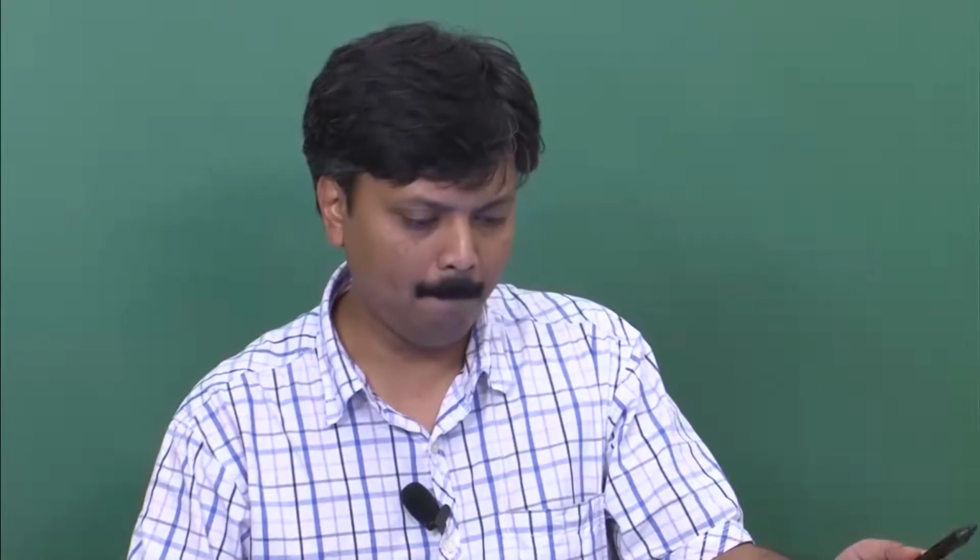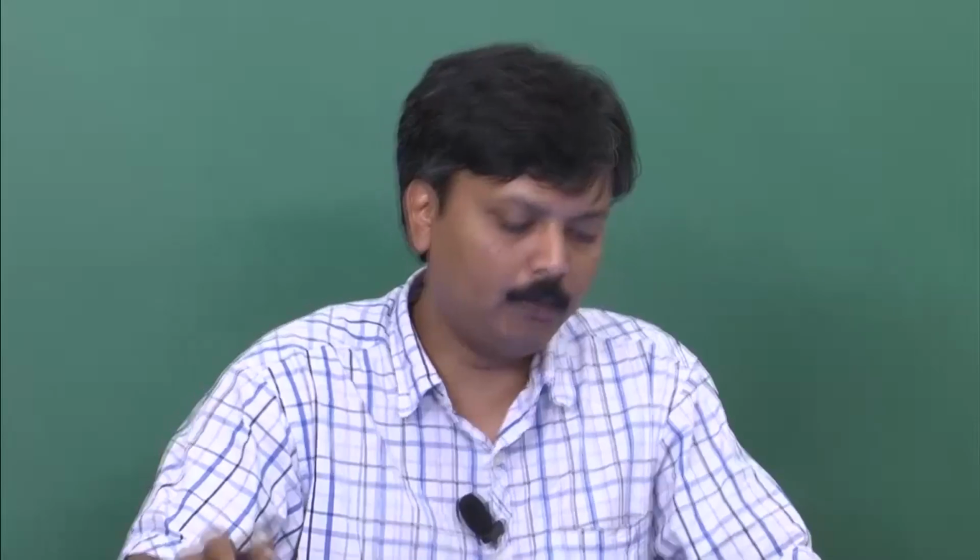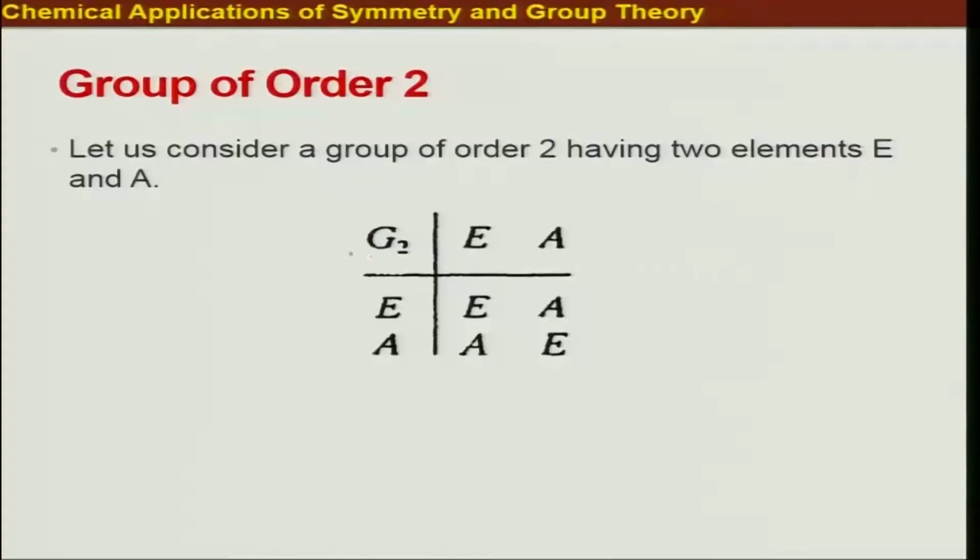Now, let us look at some of these groups, okay, group multiplication tables. So let us first take the group multiplication table with order 2. Okay. We will term it as G2. Okay.